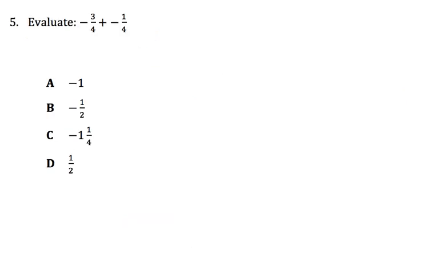For number 5, we have negative 3/4 plus negative 1/4. Finally, the state test has given us a question with the denominators already the same. So all we really need to do now is to figure out where we're starting, and are we going up or down? And I bet that tricked some people. So we're starting at negative 3/4. I'm just going to stick that in the middle, because I don't know if I'm going up or down yet.